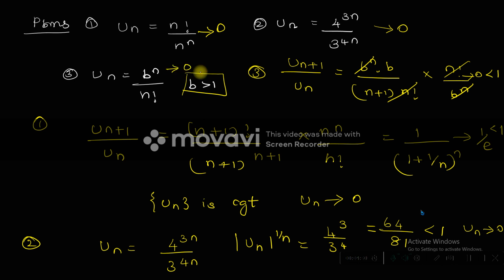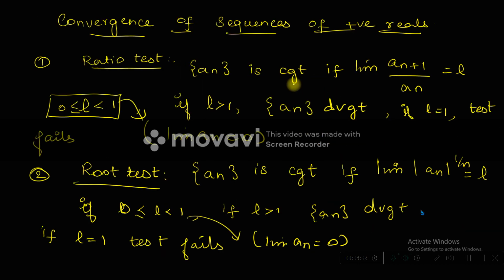So these are the three examples of the root test and ratio test. This helps to solve many problems on sequences.